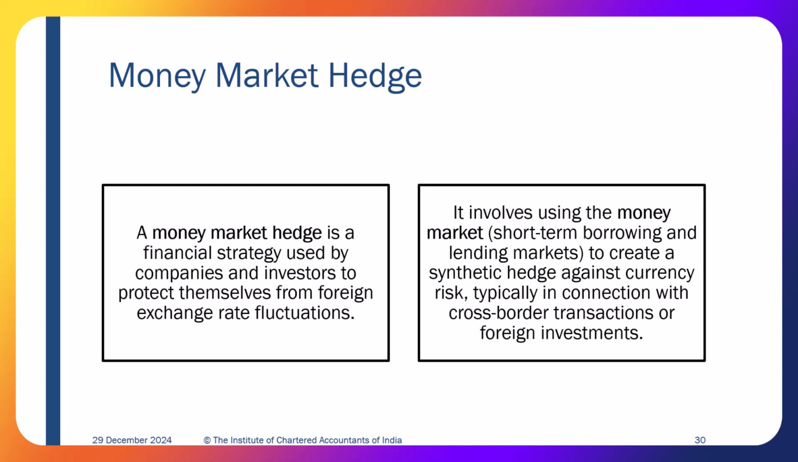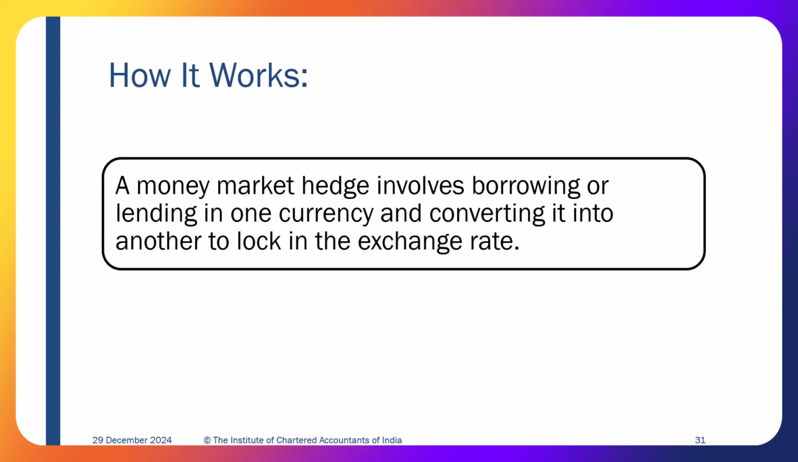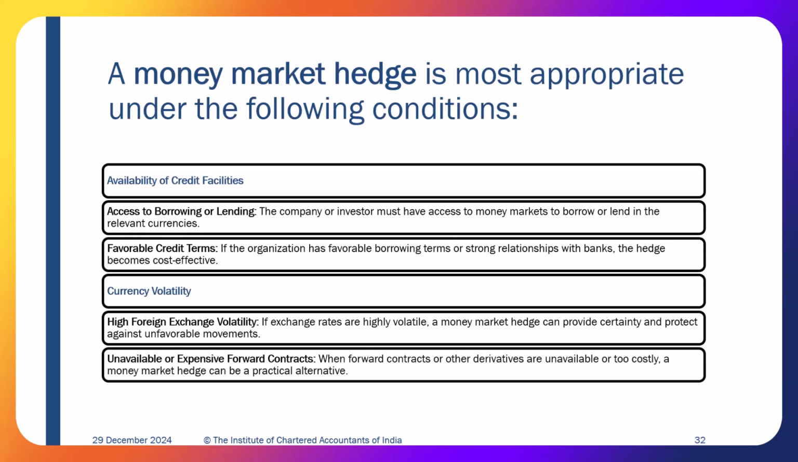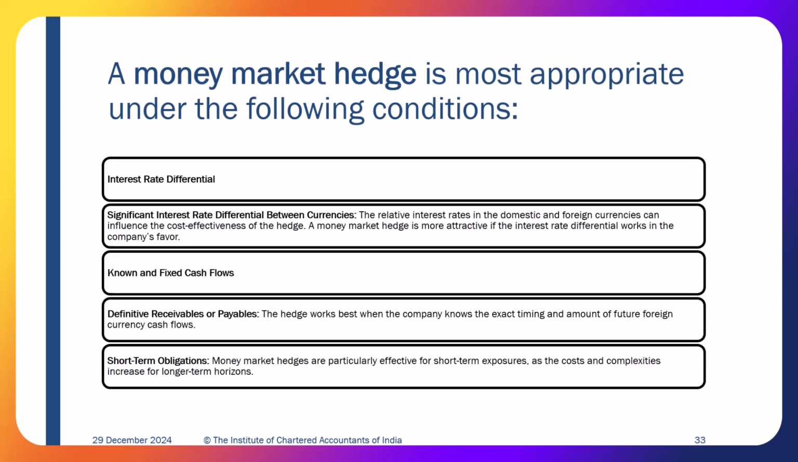I'm just going to skip all the slides that say which is the most appropriate circumstance under which you should do a money market hedge. But I have briefly explained two things: when there is no forward contract available, or when the foreign exchange forward contract is costlier. Mostly like that.